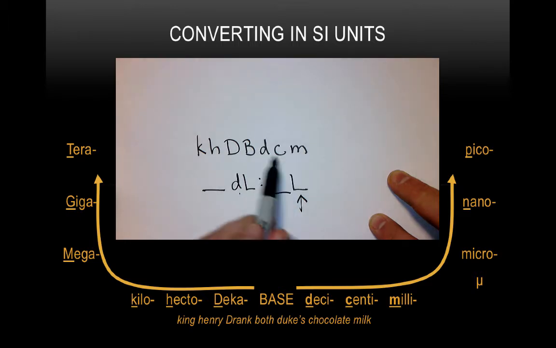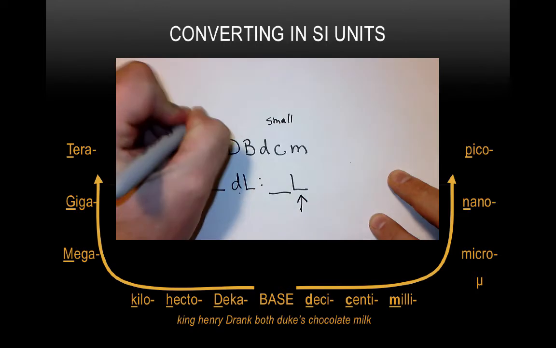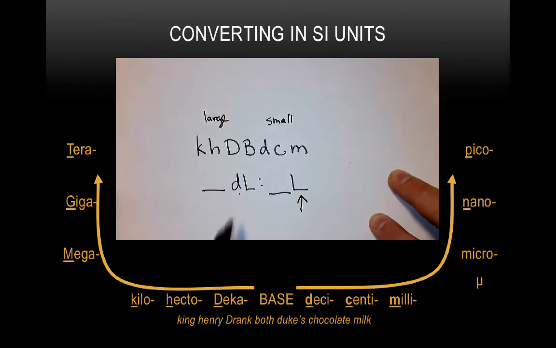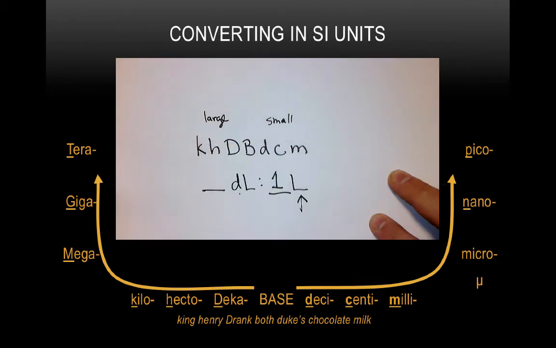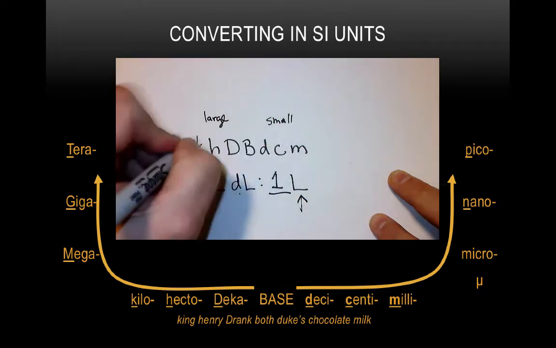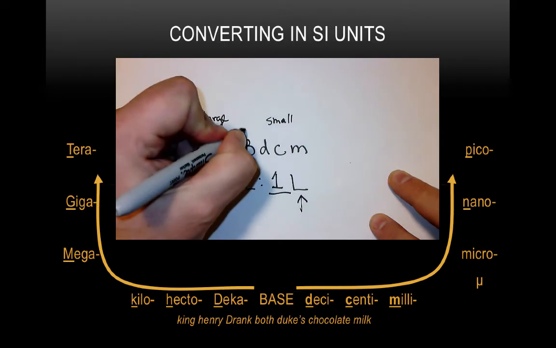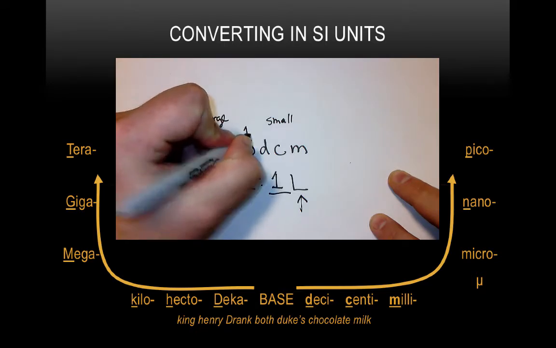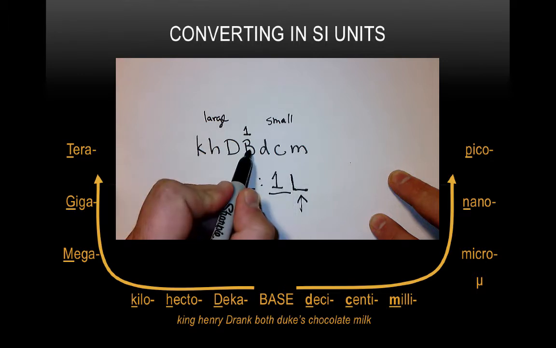Deciliter is over here to the right. This is the small side. This is the large side. So whichever quantity is larger, that becomes 1 liter. On my little list here that I make in the margin of my test or on my worksheet, I'm going to put a 1 by that unit. In this case, it's the base liter by itself.